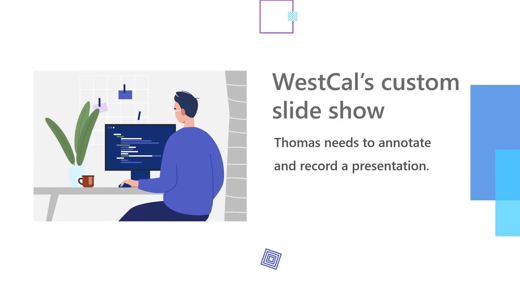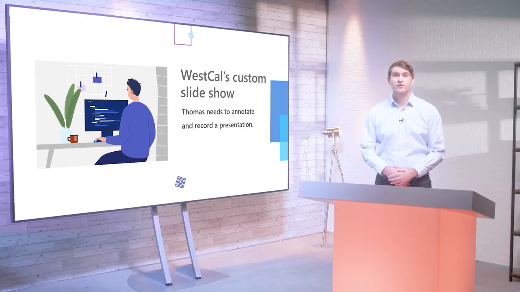Thomas needs to create two versions of the presentation, one for his clients and another for management. He also wants to be able to annotate the presentation during his delivery to help people understand the material better. Finally, he's planning to record the presentation so that those who can't attend can watch it back later. Looks like Thomas has a lot on his plate.